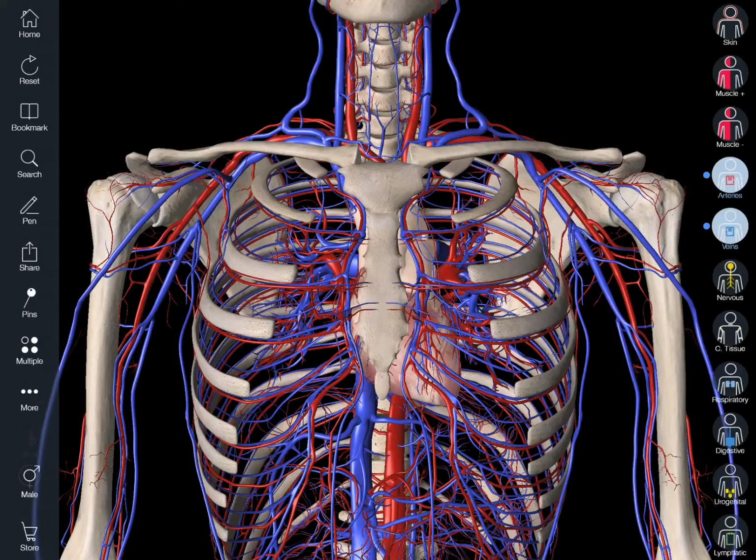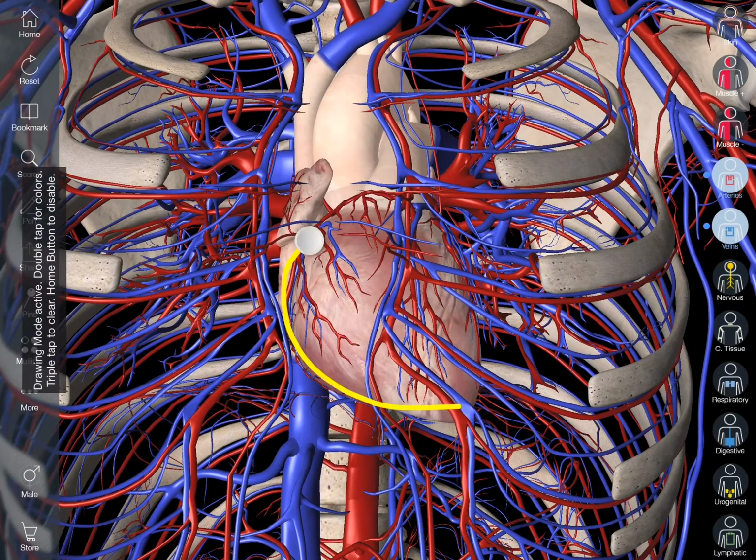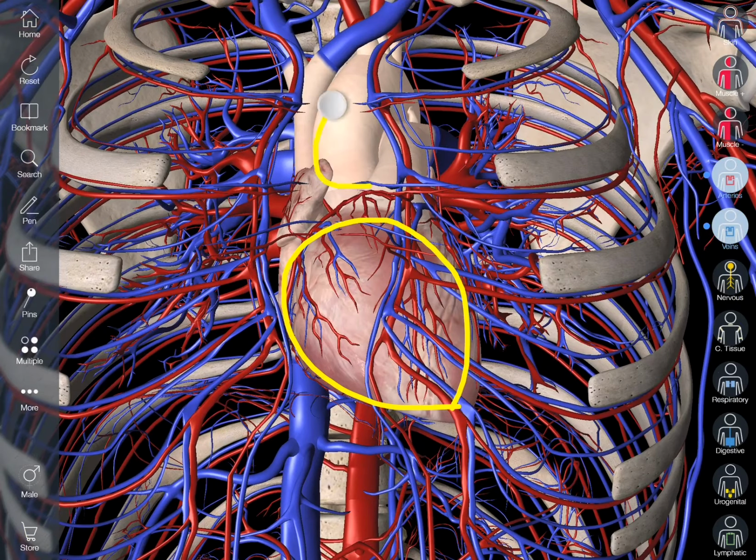I'd like to begin from the major arteries and veins, just as a review. By the way, let's hide this guy. Okay, so now, as we know, this is the heart. So this is the aorta. This is the superior vena cava. This is the inferior vena cava.